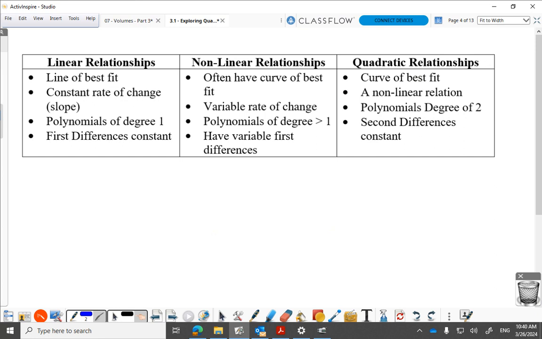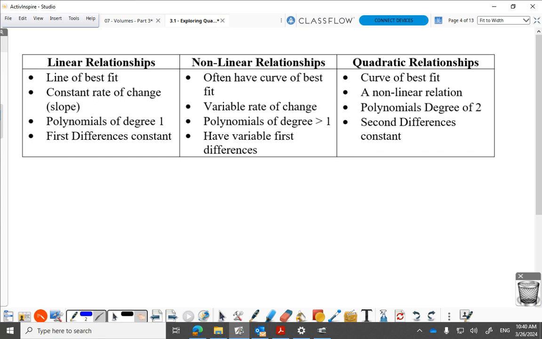It's all right here. Linear relationships: you do a line of best fit, there'd be a constant rate of change, the polynomials have degree 1, and the first differences are constant. Non-linear relationships: you often use a curve of best fit, there's a variable rate of change, polynomials will be higher than degree 1, and they'll have variable first differences. The first differences will change all the time.